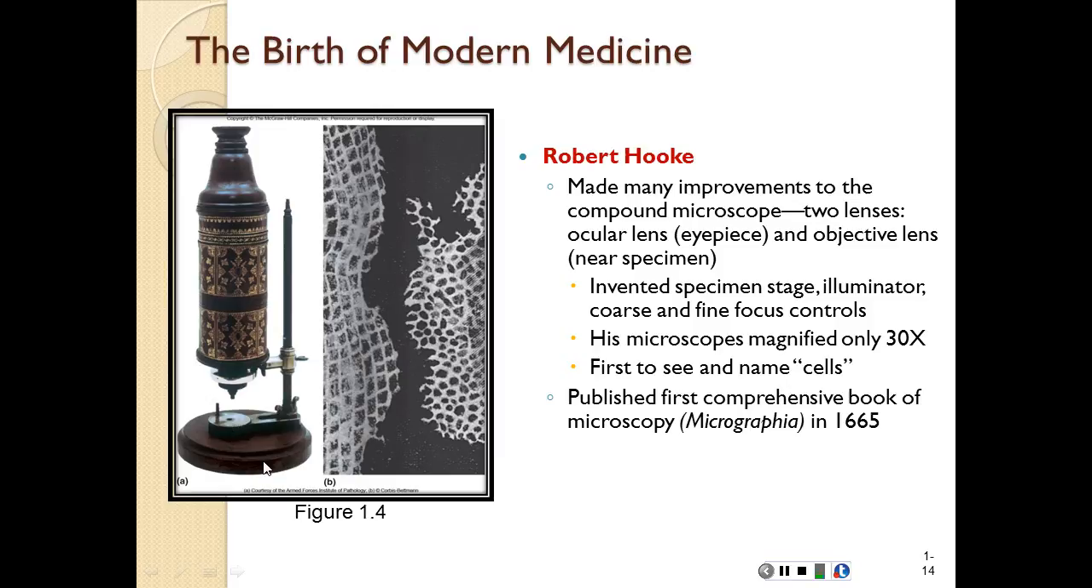He invented the specimen stage, as you see here, the illuminator, and coarse and fine focus controls, which, as we know, if you've used a microscope before, is very, very handy. Otherwise, the specimen looks very blurry. Now, his microscopes magnified only 30 times, and it was the first to see and name cells.